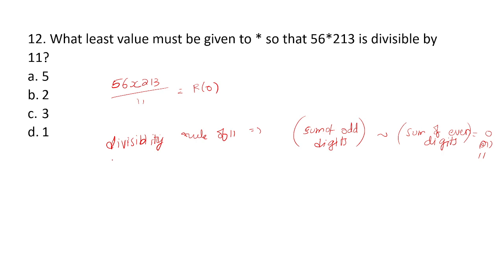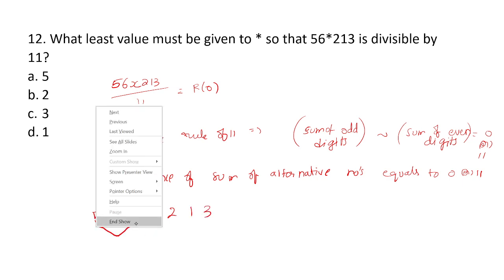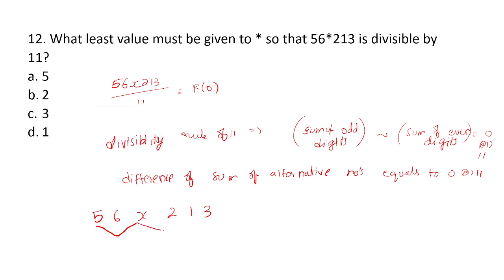Or else in words you can say that the difference of the sum of alternative numbers should be equal to 0 or 11. Alternative numbers' sum you need to take, and you need to take the difference of it. So what are the alternative numbers in the given number 5 6 x 2 1 3? So the first alternative numbers are 5, x and then 1.